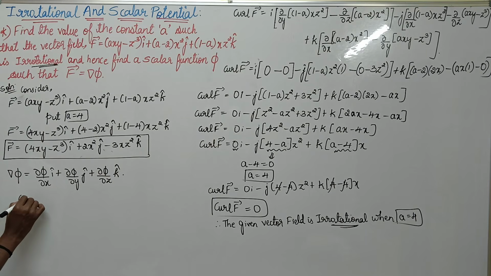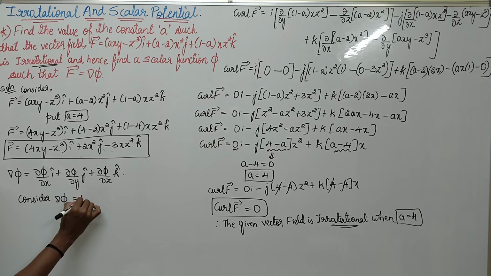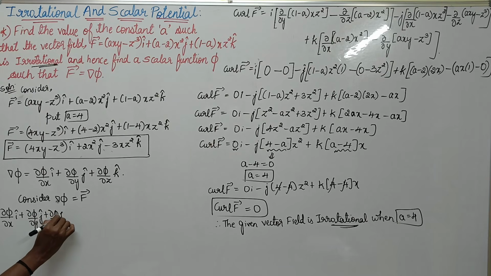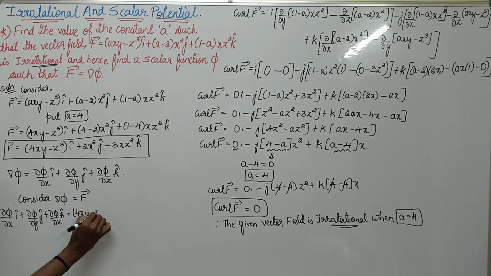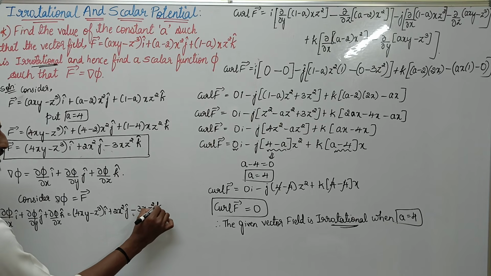First, consider gradient phi, which is equal to vector f. What does gradient phi represent? ∂φ/∂x i cap plus ∂φ/∂y j cap plus ∂φ/∂z k cap, which is equal to, what is vector f? We have (4xy minus z cube) i cap plus 2x square j cap minus 3xz square k cap.